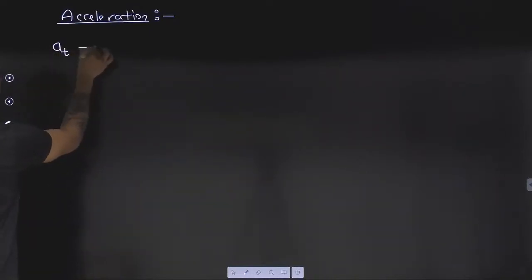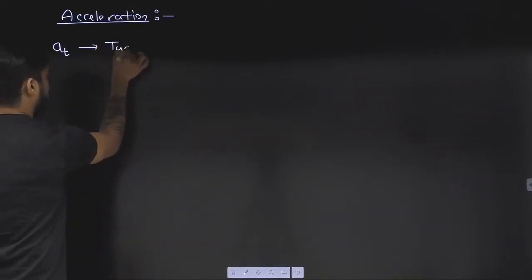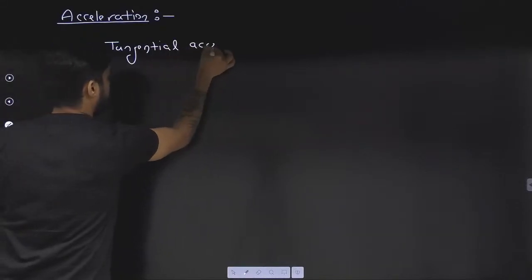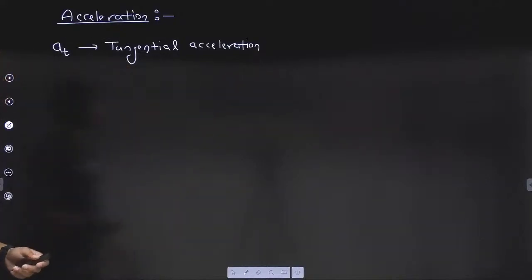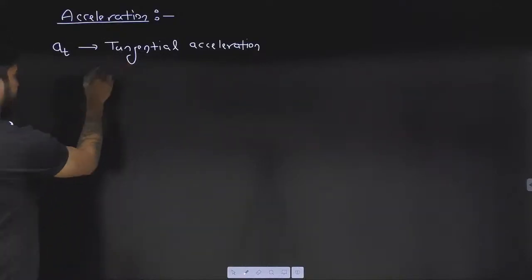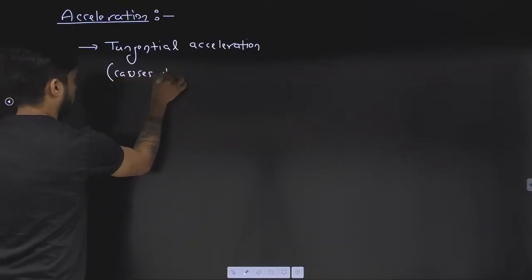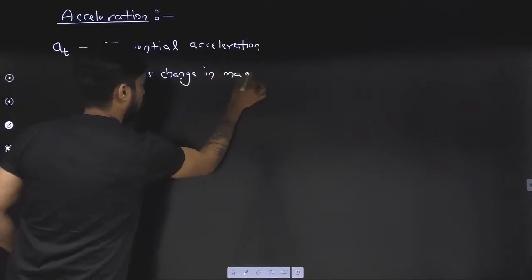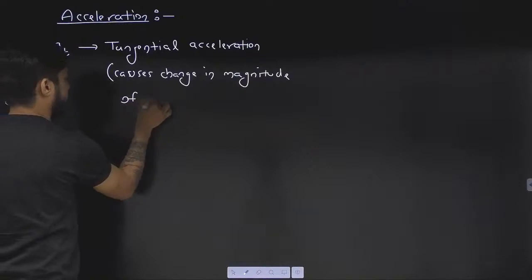So beta, here there will be two components of acceleration. The first component of acceleration is AT, which is known as tangential acceleration. Now what is tangential acceleration? It causes a change in the magnitude of velocity.